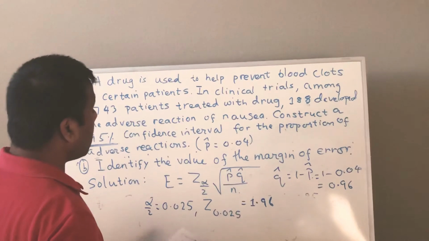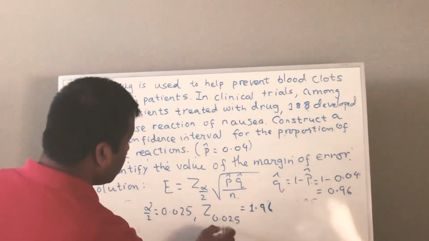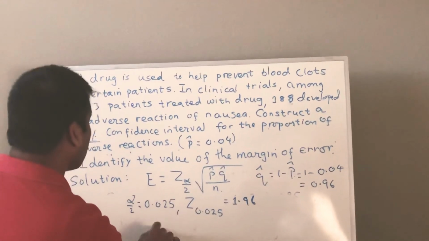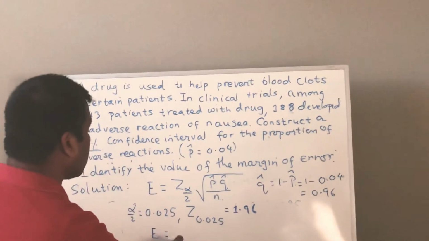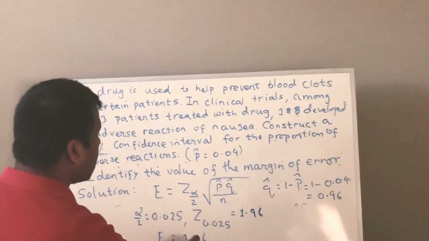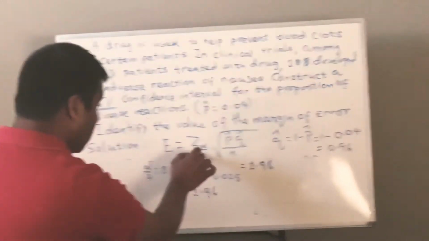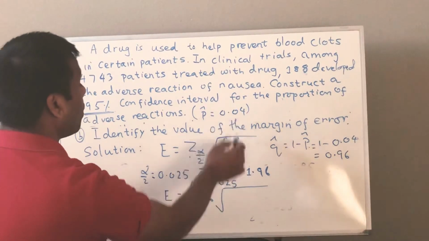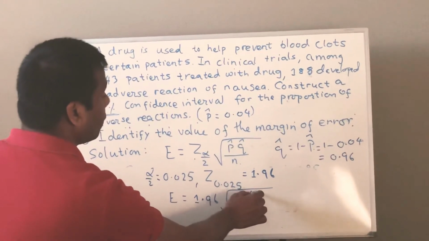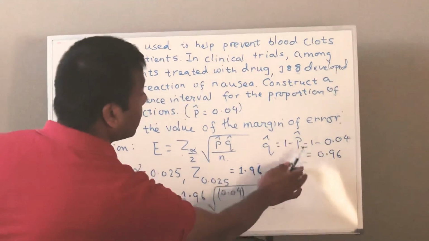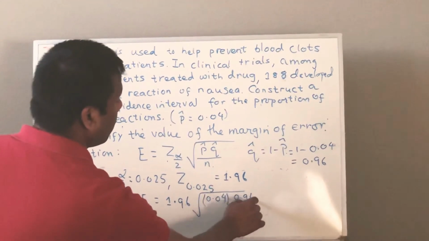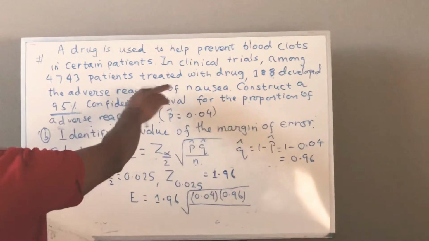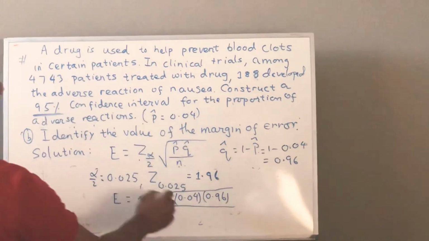Okay, so now let's plug in the value of Z 0.025, Q hat, and P hat in this formula. So margin of error E is going to be 1.96, which is the value of Z alpha over 2, times the square root of, P hat is 0.04 times Q hat is 0.96, and you divide that by N, and the value of N is 4,743.